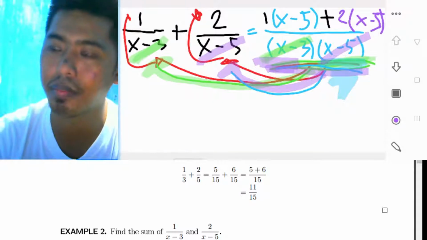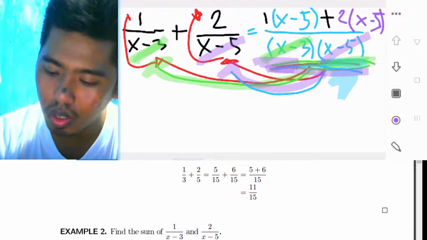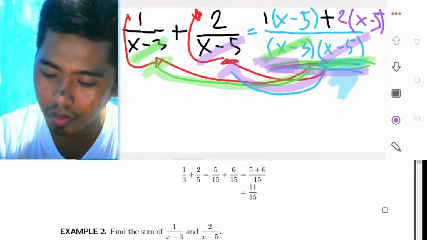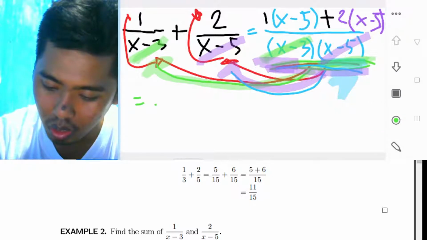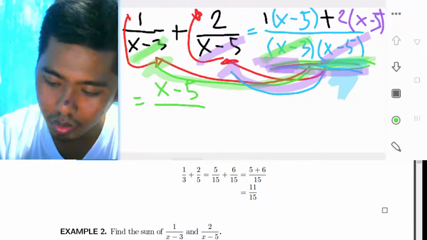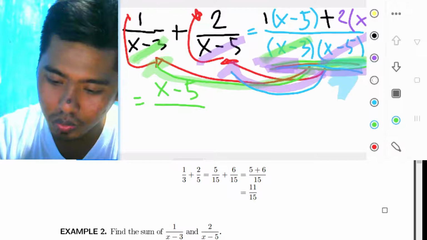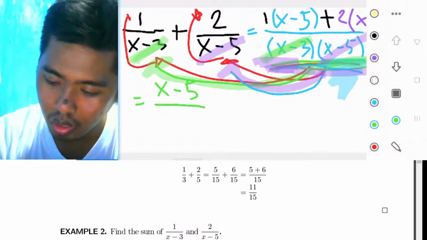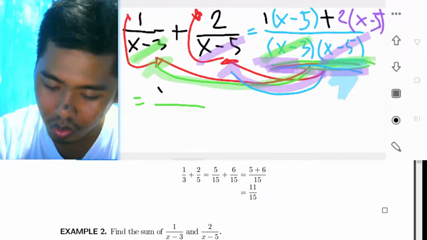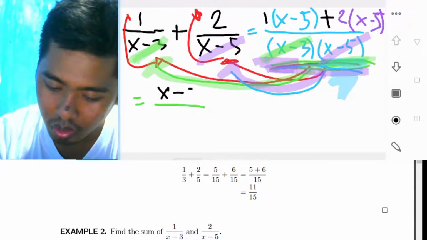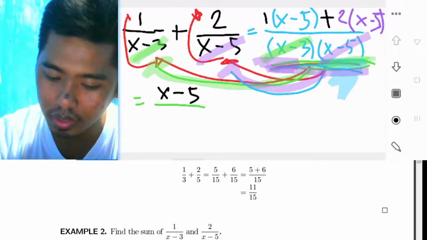So yan na siya. Okay? Now let's proceed to simplifying. Atong i-simplify. So this would become x minus 5. Okay? Next, anong x minus 5? Itong ililisan ang color para di ka masayop. Itong ta. So x minus 5. Nganong x minus 5 ang ibabaw? Kay 1 times x is x. 1 times negative 5, negative 5.